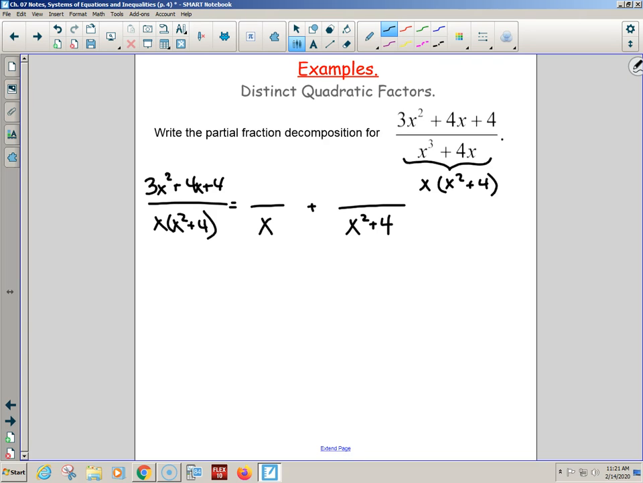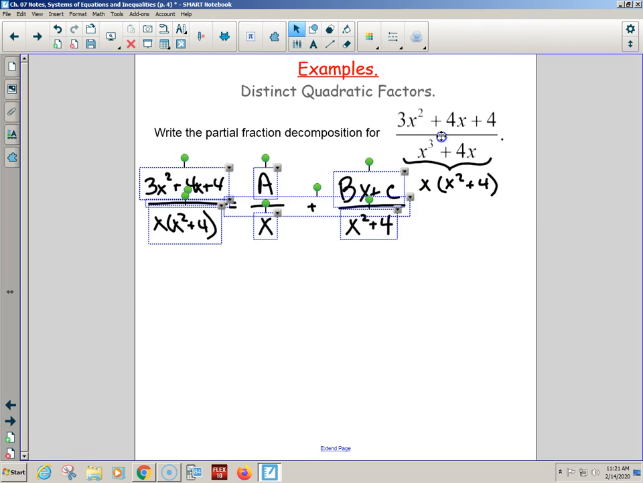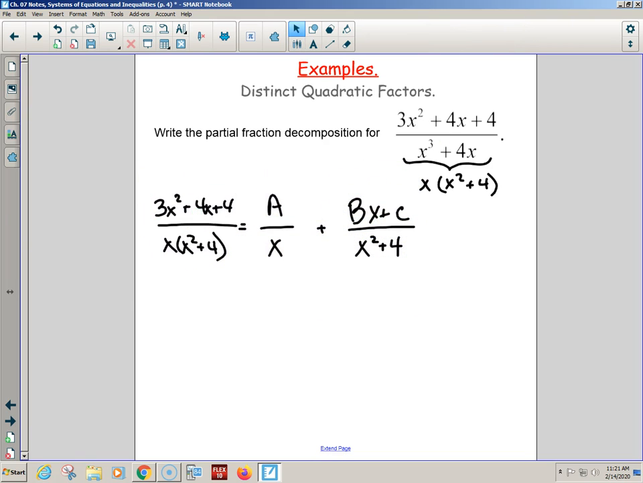Doesn't mean we can't use zeros. We'll try. On top of this one is an A, and on top of this one is a Bx plus C. Now pause. We haven't seen one this messy. Why is there a Bx plus C? That's new. It's not improper.